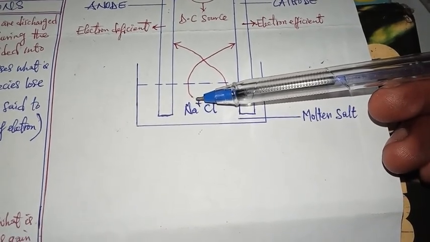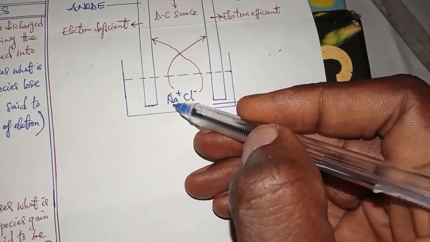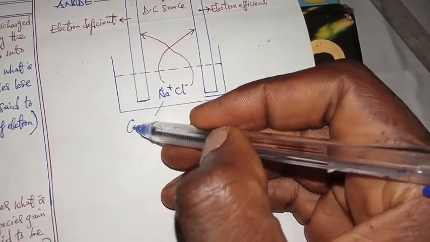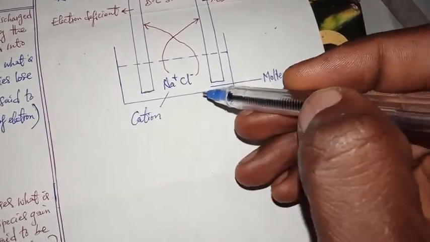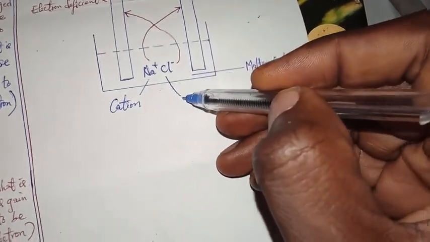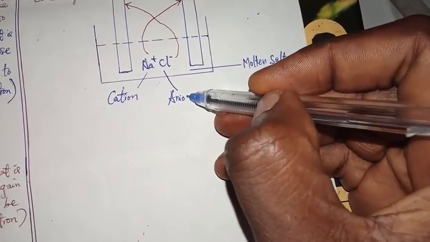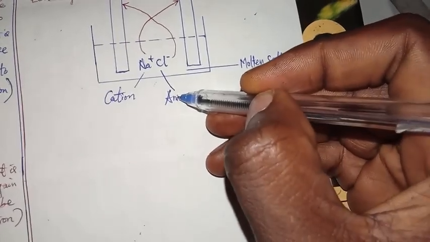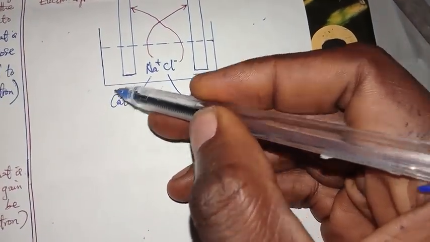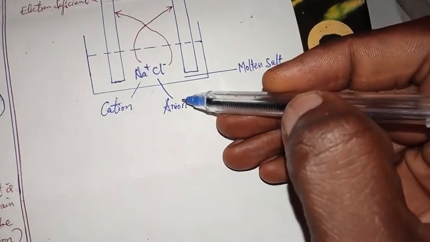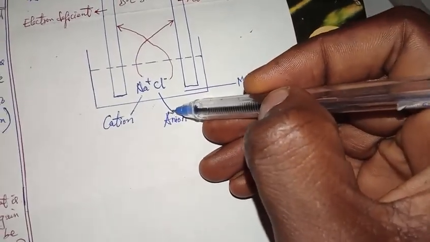This positively charged ion is known as the cation, and it comes from the metal. And this is known as the anion, and it is formed from the non-metal. Cation is formed due to loss of electrons, while anion is formed due to what? Gain of electrons. This is how both of them are formed.